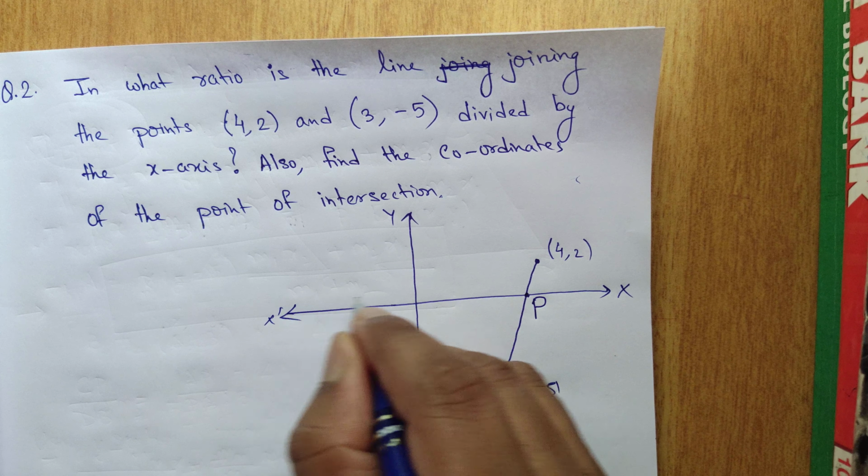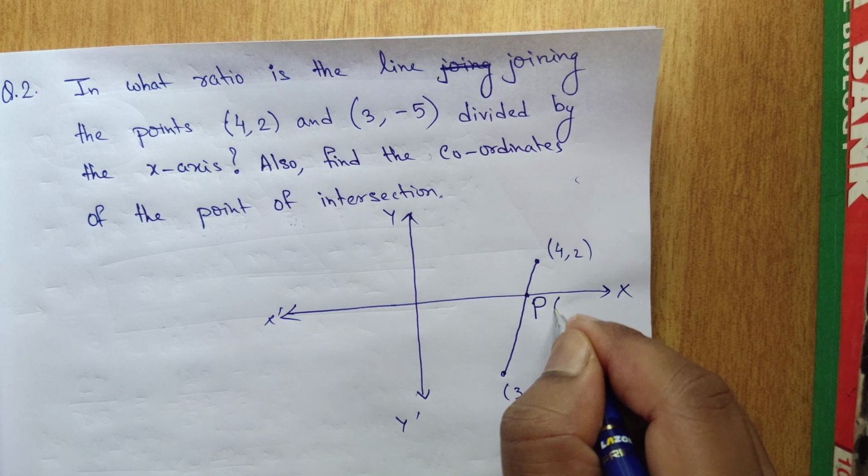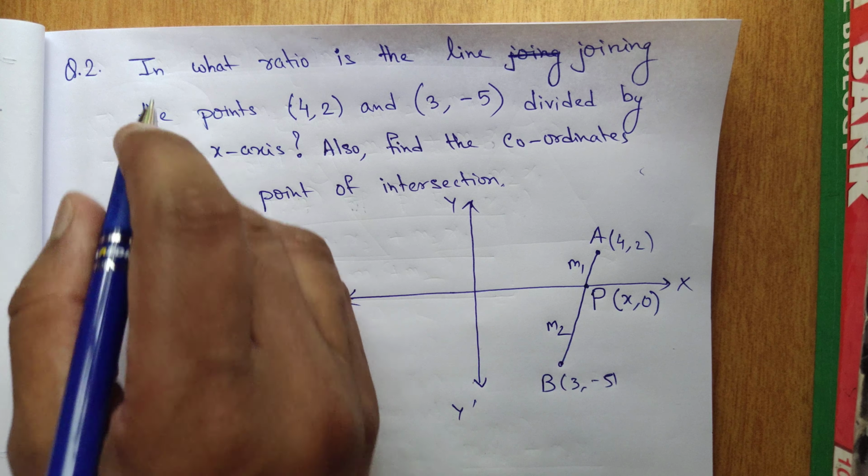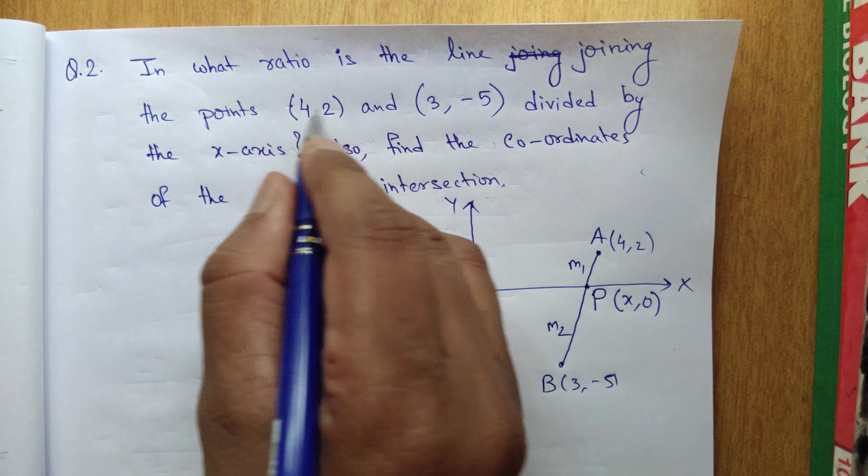Now tell me, since P lies on the x-axis, what will be its coordinates? We will take it as x comma 0. Any point on the x-axis is represented by x comma 0, because the y coordinate of any point on the x-axis is always 0. Okay, and we will take the ratio to be m1 is to m2. This point is first, so m1 is to m2, and we will take this as A and this as B. Okay, so this is our situation. We have taken the ratio.